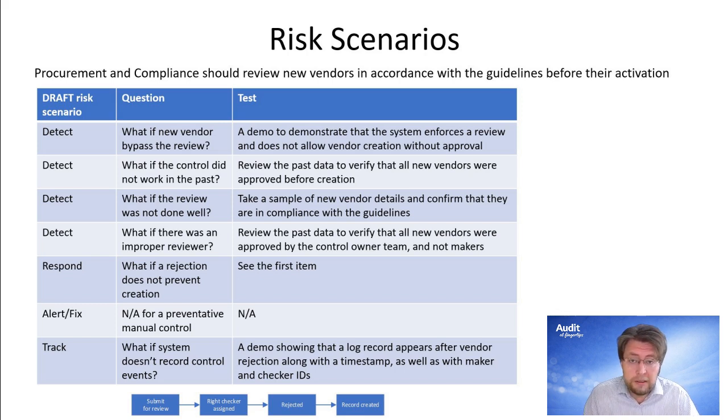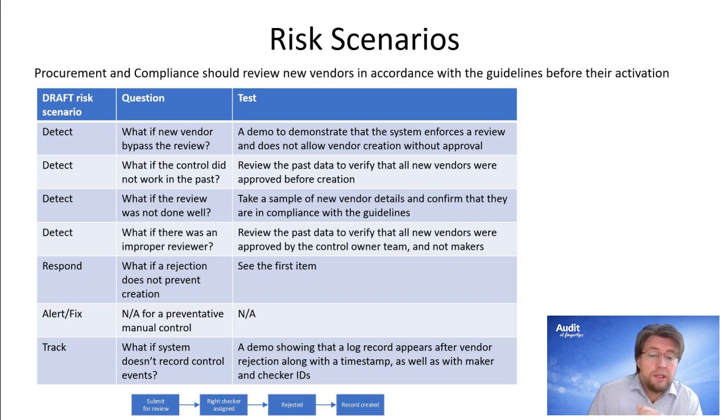Okay, so first, detect. We have 4 detect components. Here we have an example: procurement and compliance teams review all new vendors, and they not just review them, they must review in accordance with guidelines. They need to check specific items from the guidelines, and this should happen before the new vendors are activated in the system. So let's start with detection. We start asking the question. Detection means that procurement and compliance detect deviations during their reviews.